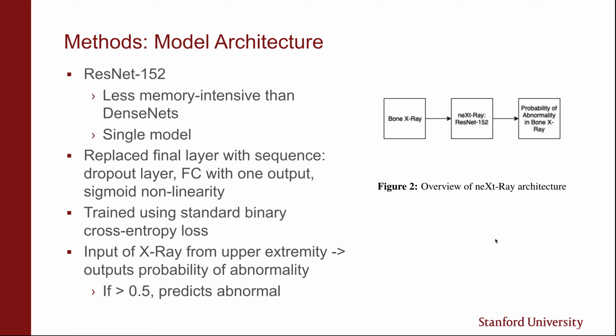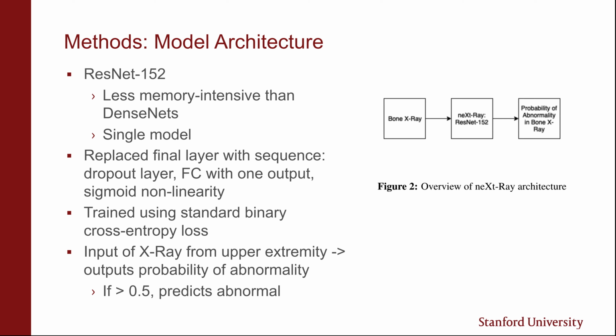Now our model architecture uses a ResNet 152. And we chose a residual network because they tend to be less memory intensive than DenseNets. And we went with a single model approach because we wanted to emphasize efficient and inexpensive computation. Now we replace the final layer of the ResNet with a sequence of a dropout layer, a fully connected layer with one output, and a sigmoid nonlinearity. And we trained it using standard binary cross-entropy loss.